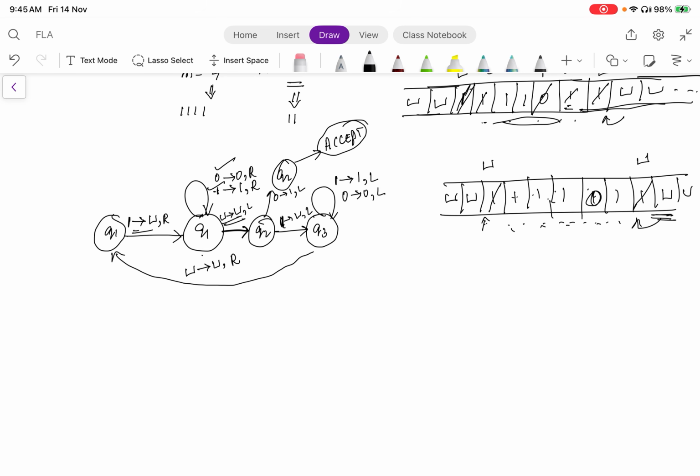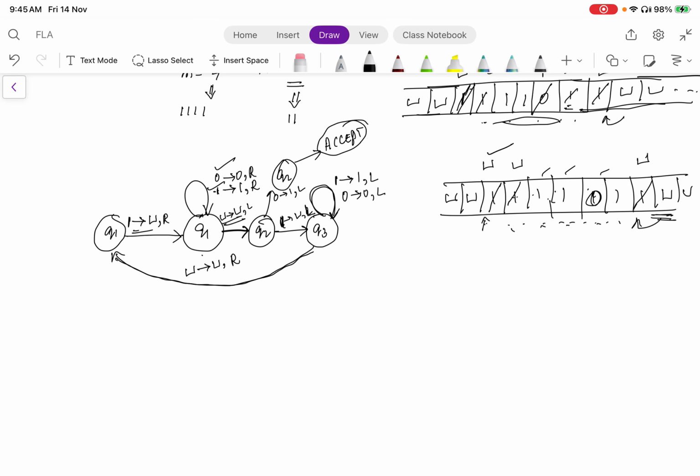Okay, you keep moving left. In between, you will have any number of ones or 1, 0. Put them in self loop. You keep moving left until you find another blank space. Then again, you will have another 1. You replace that with a blank.